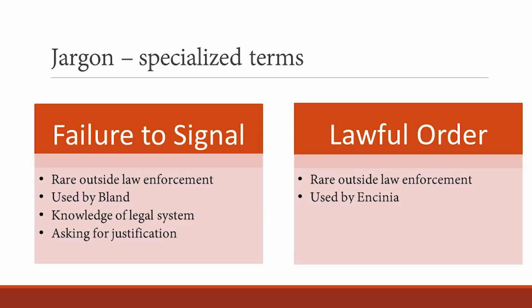On the other side, on lawful order, what we found is that Insignia was using the term lawful order as an answer in itself, as justification in and of itself, that should be enough. He was a representative of the government, and that in itself is enough to make her comply. Again, it's part of this attempt to gain compliance through his power as a representative of the state. So I'm going to show you some examples of these.